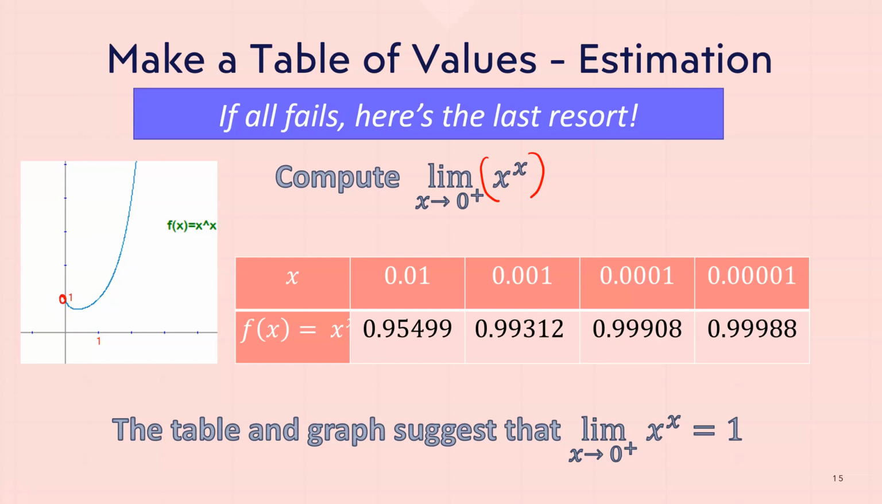Now the next thing you could do is to make a table of values, and when we make a table of values, it looks like it is approaching 1, so that we can now make that estimation that the limit as x goes to 0 from the right-hand side, and we only are talking about from the right-hand side because that's the domain of that function, okay? When we have x as a base, x has got to be greater than 0 as a base of an exponent, okay?